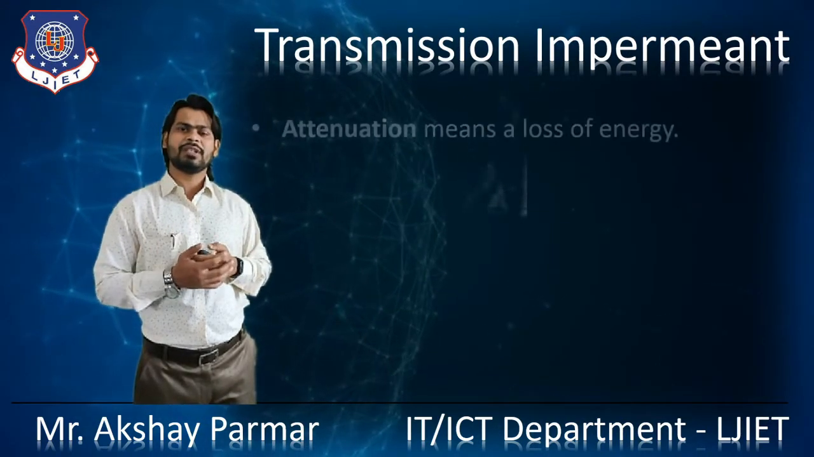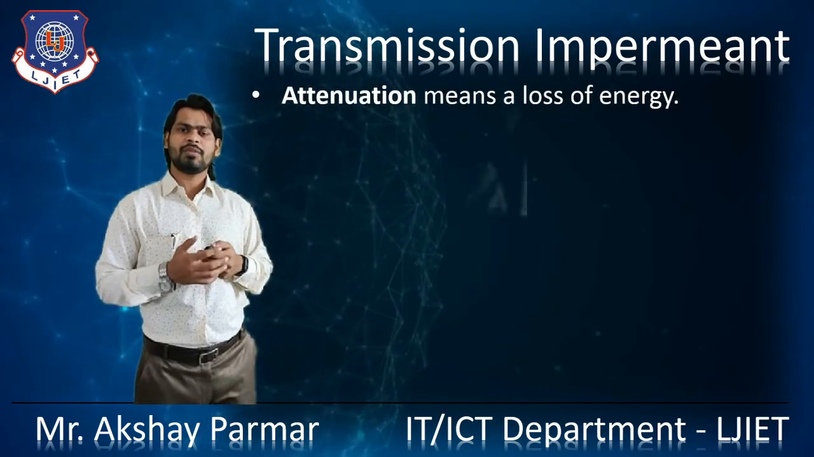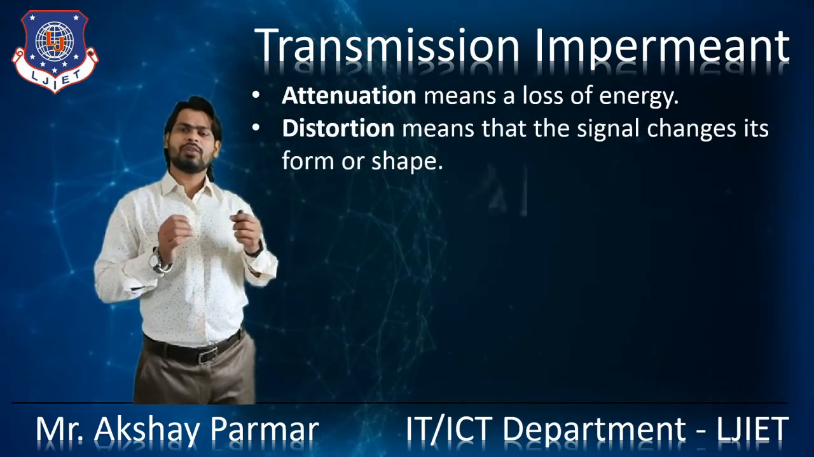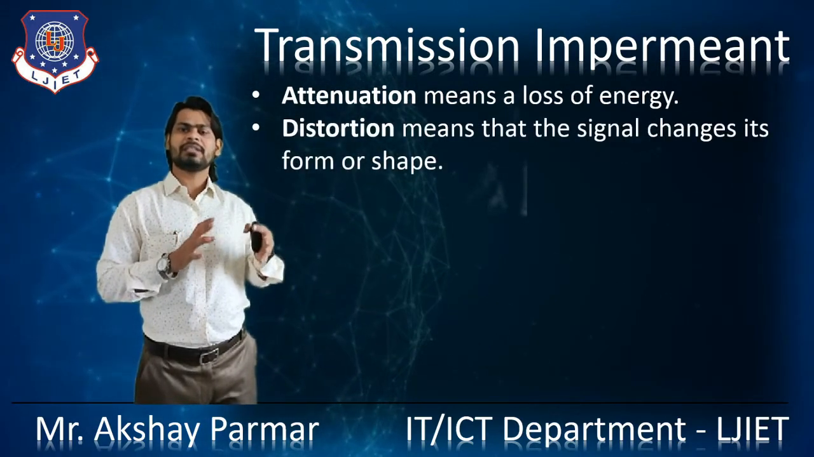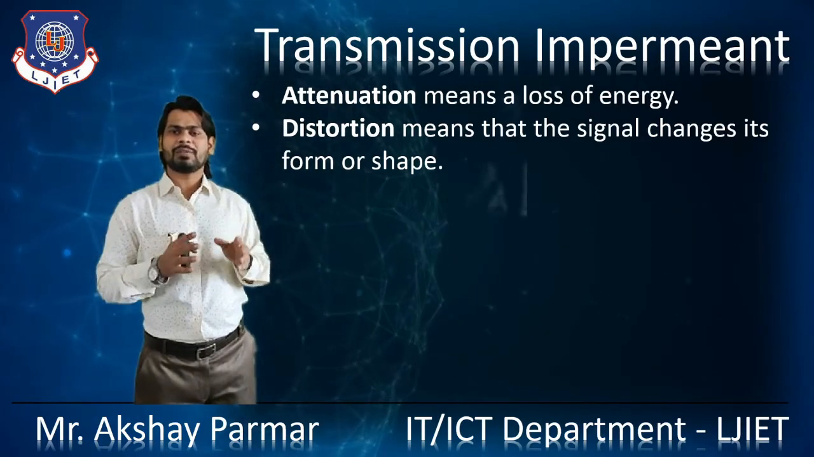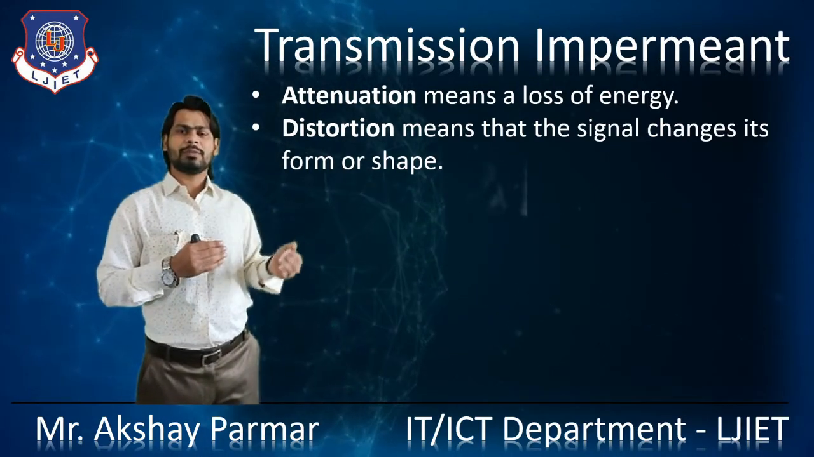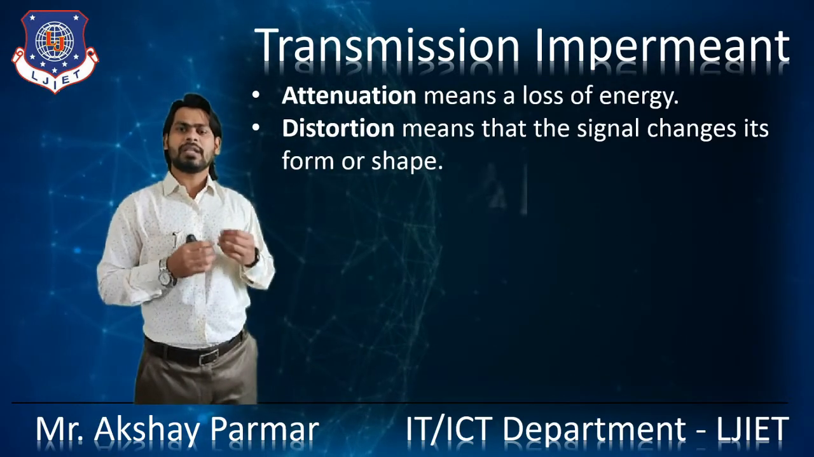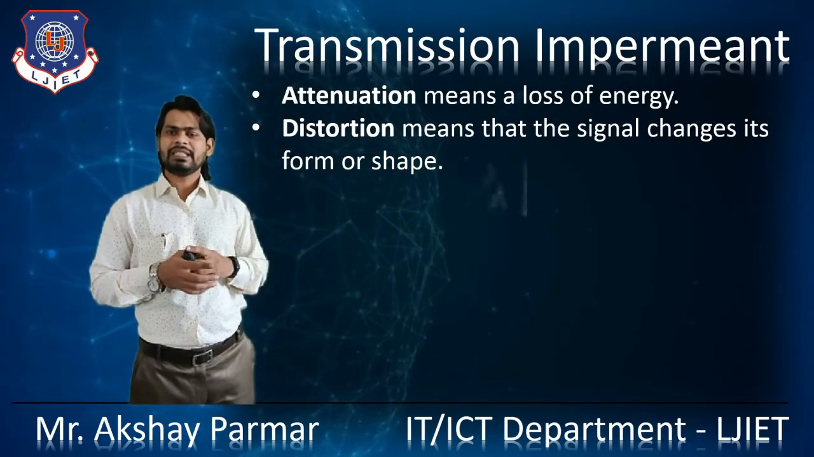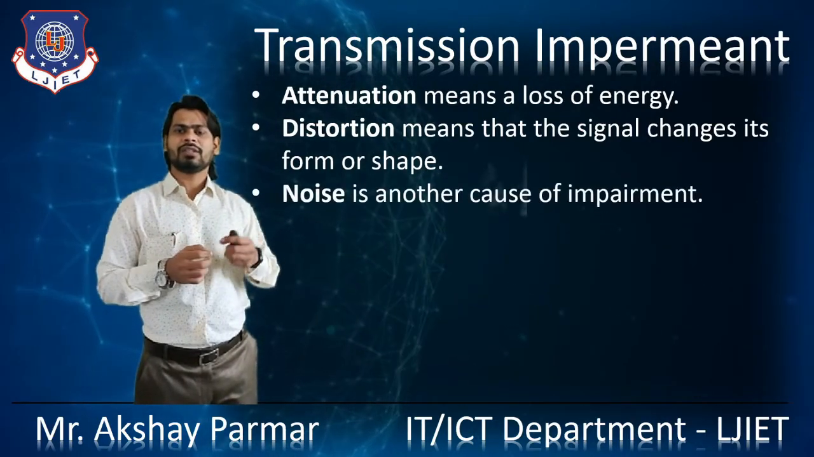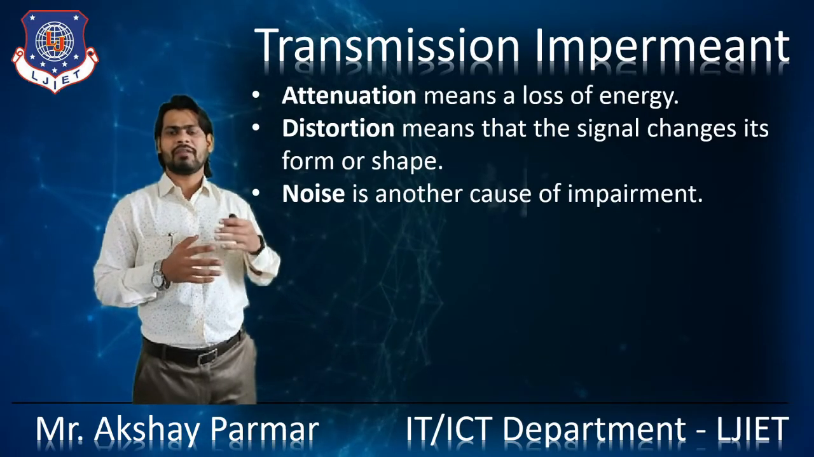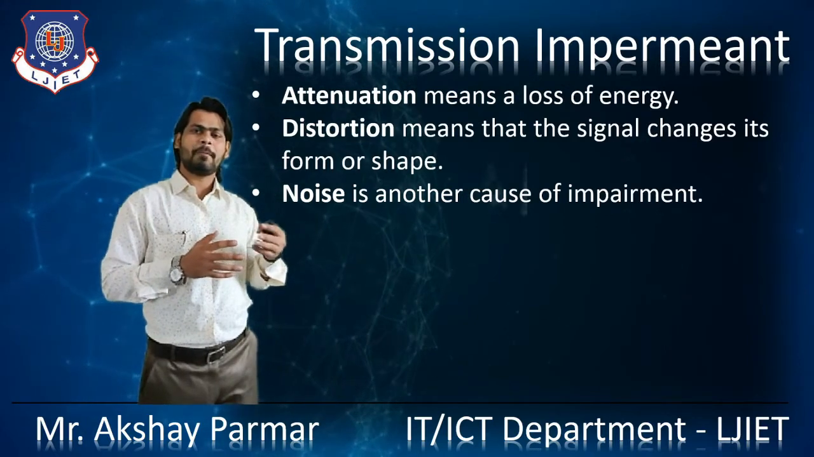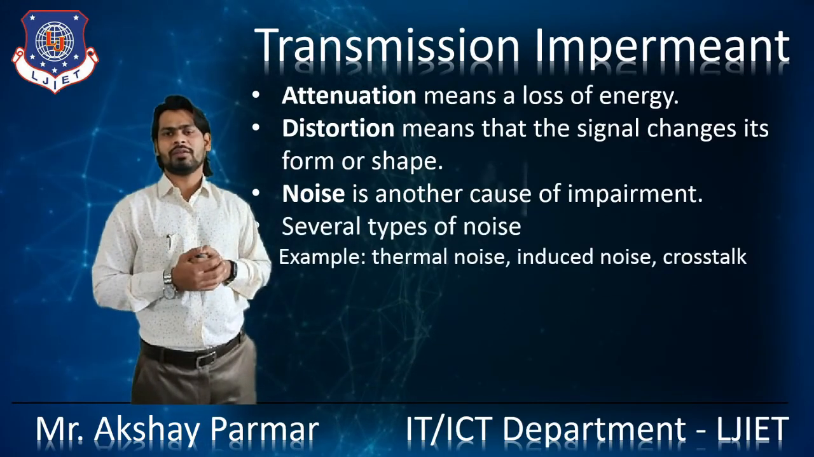Let's see some transmission impairments. Attenuation means the loss of energy, right? After that, the distortion. Distortion means that the signal changes its form or shape. Whenever you are transmitting data with the transmission media, if our signal is losing its energy, it is called attenuation. If it is changing its shape, it is called distortion. And if other waves interfere with them, noise is another cause of impairment, right? So these are the major causes of impairment.